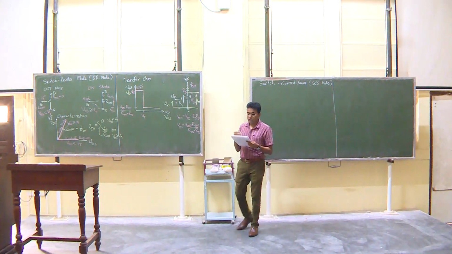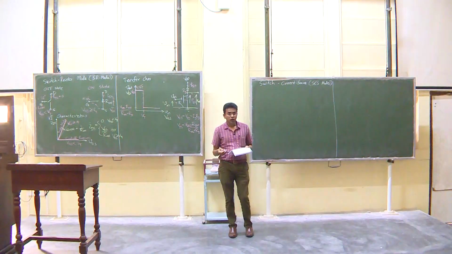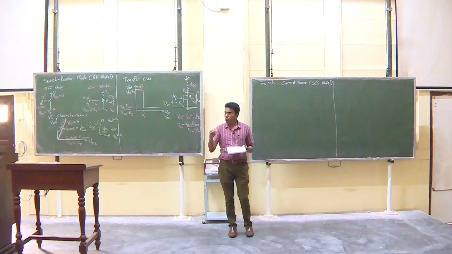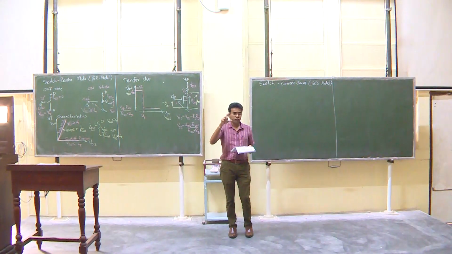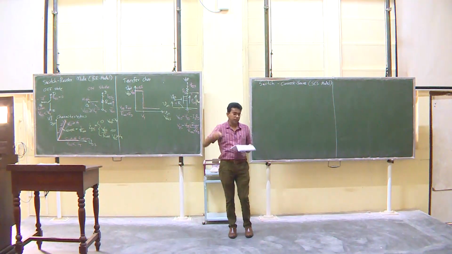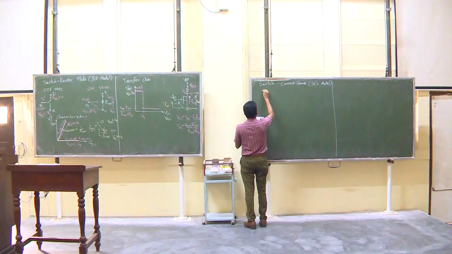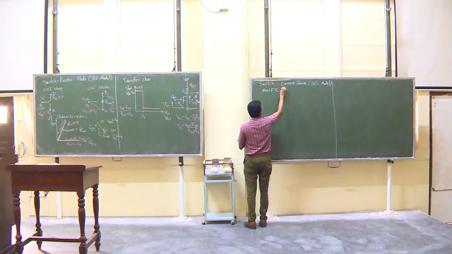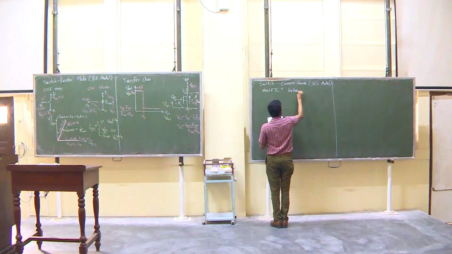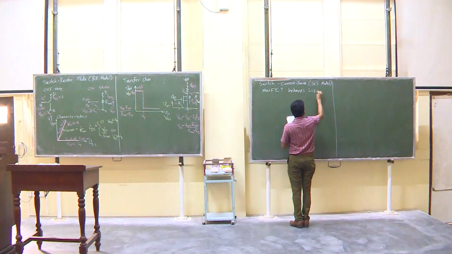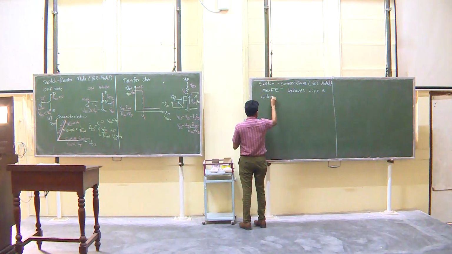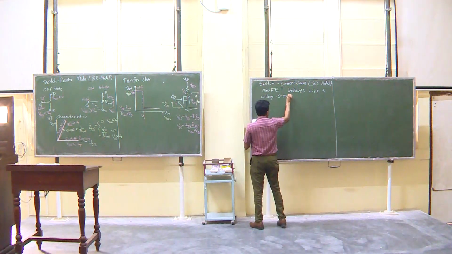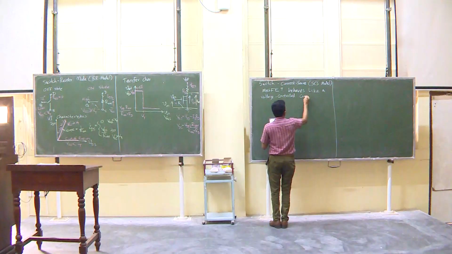Because the MOSFET behaves like a voltage controlled current source. What is the controlling signal? VGS. Depending on VGS, the output current varies, IDS. So the MOSFET behaves like a voltage controlled current source.